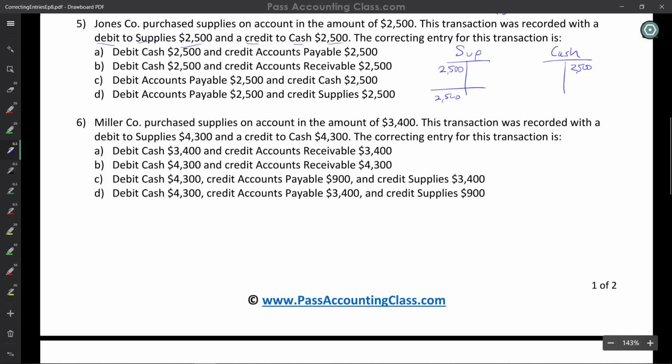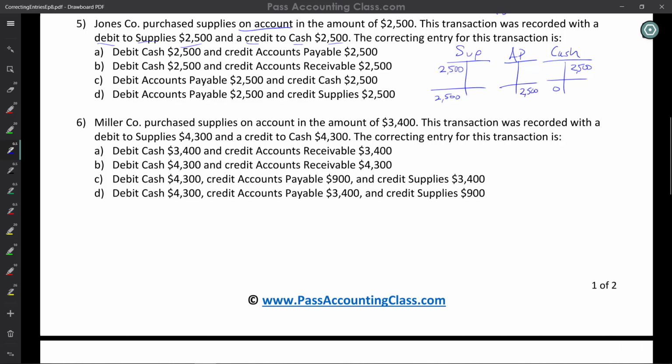Cash was not used in this transaction. So my ending balance for cash really should be 0. Since it's on account, that means that we're going to use accounts payable because we owe the money to a vendor, and that's a liability account. So we need to show that we owe, and here's accounts payable. So what we're going to do is put in the ending balance here of this $2,500.